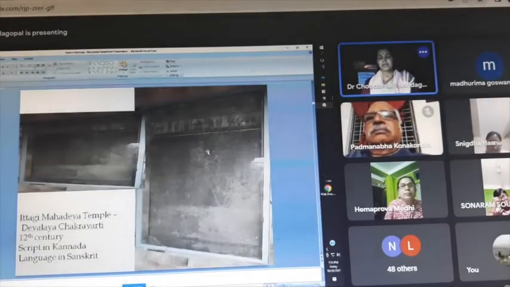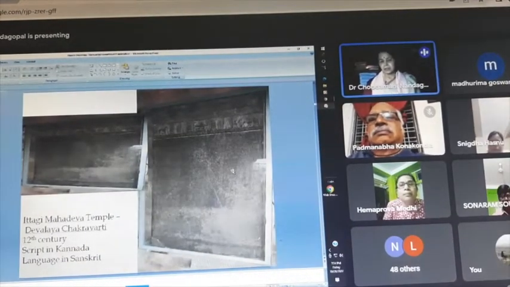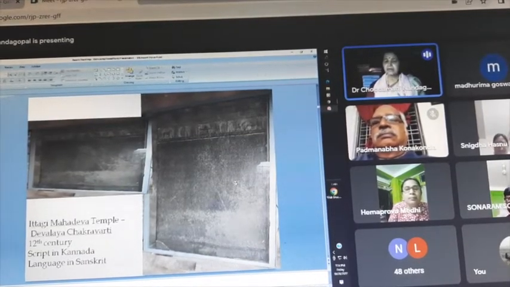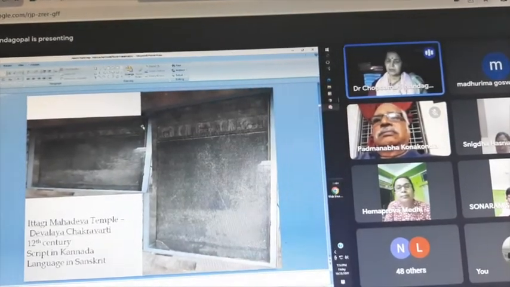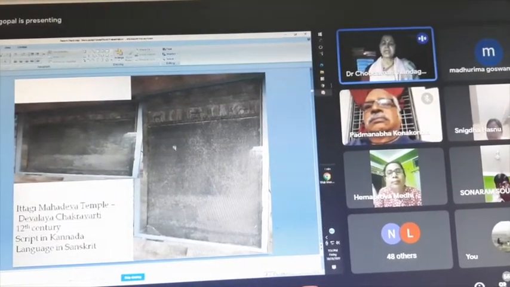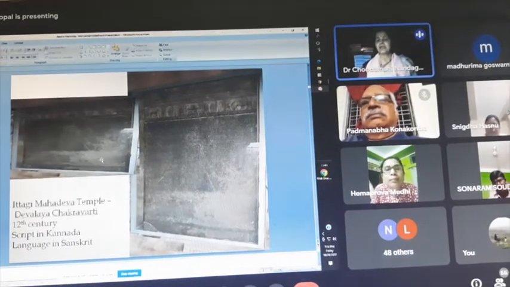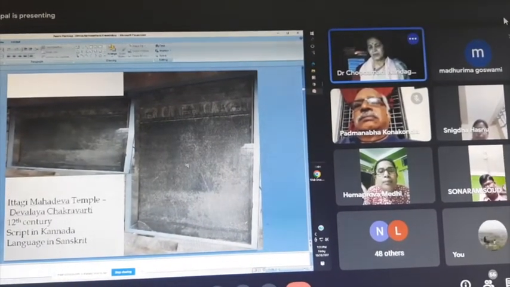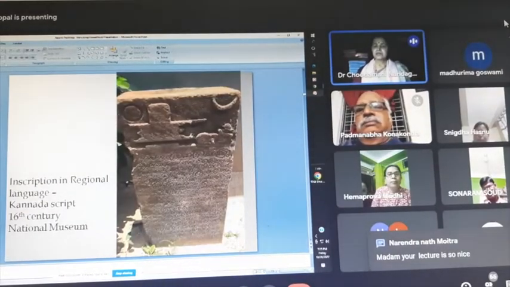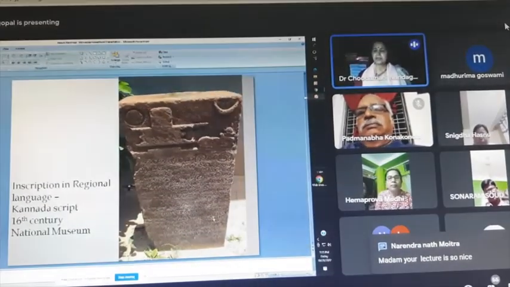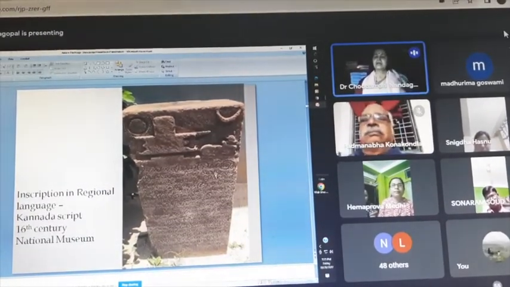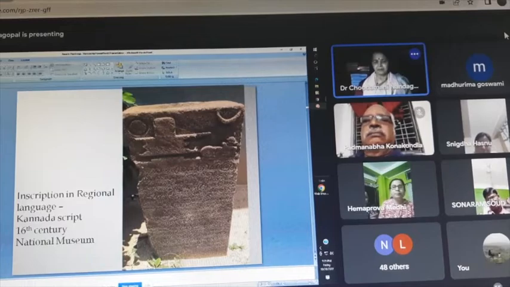Similarly, you have the Ittagi Mahadeva temple in Karnataka, the temple is known as Devalaya Chakravarti. And there is a slab. Look at the slab. The script is in Kannada, but the language is Sanskrit. So this is the development you find. And this is an inscription you find in the National Museum campus. This is the Kannada script, and the language is also Kannada.